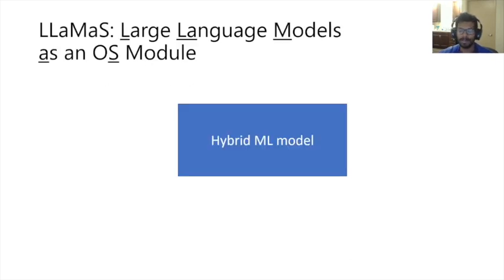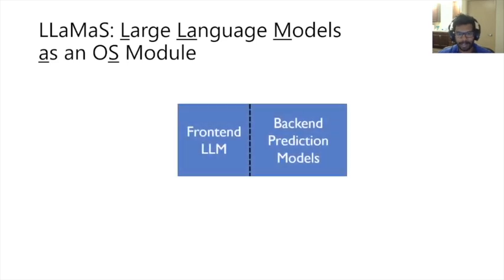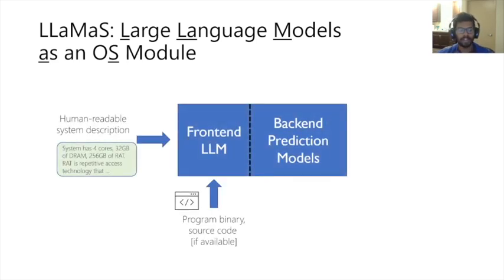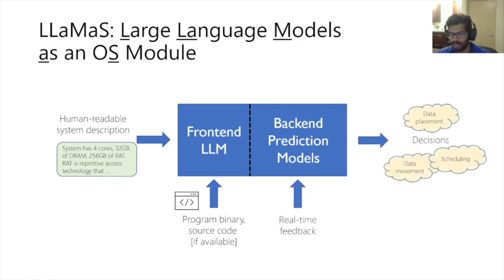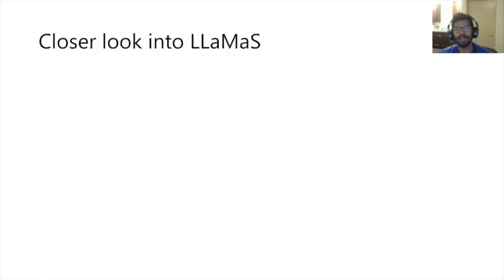Well, LLaMaS is a hybrid machine learning model that has a front-end LLM. Users can describe the system with a front-end LLM, and users have to do this only once when the system configuration is being changed. We can also provide the program binary and source code to the front-end LLM. The LLM would extract useful information and pass it on to the back-end model, which would make decisions in runtime. Let's take a closer look at how this works.